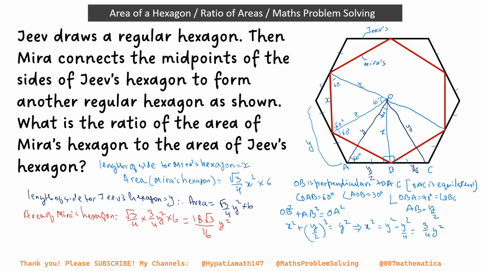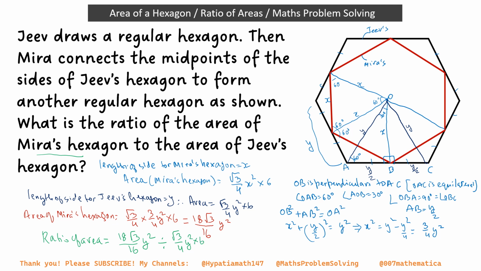So I can find the ratio of the areas. The ratio of area would be Mira's hexagon, so the area of Mira's hexagon has to be the numerator. That is 18 root 3 out of 16 y square, divided by Jeev's hexagon, which is root 3 out of 4 y square times 6.